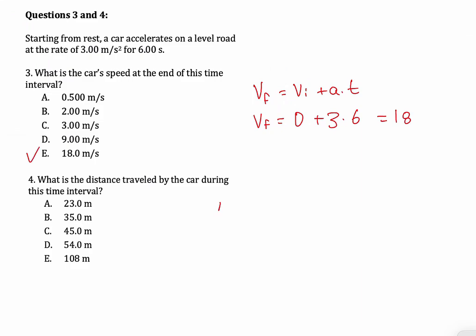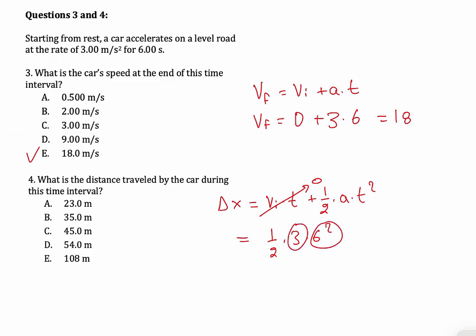And in order to find the distance, most likely we're going to use rule number 2, v initial times t plus 1 over 2 at squared. The v initial again is 0 because we're starting from rest, so 1 over 2 times 3 times 6 squared. 36 multiplied by 3 is 108, divided by 2 is 54 meters.